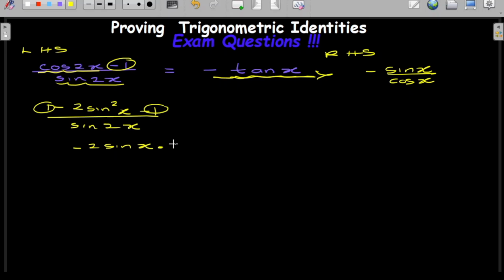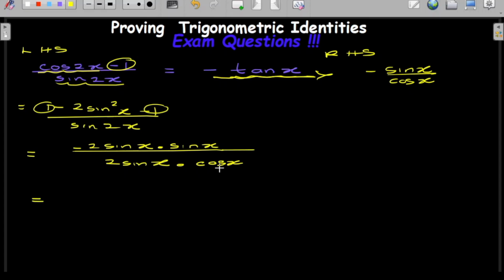But I'm not going to write it as that. I'm going to separate it, so that when we are trying to cancel, it works out perfectly. So here we're going to change the sin 2x, and it'll be 2 sin x times cos x, and then the sin.